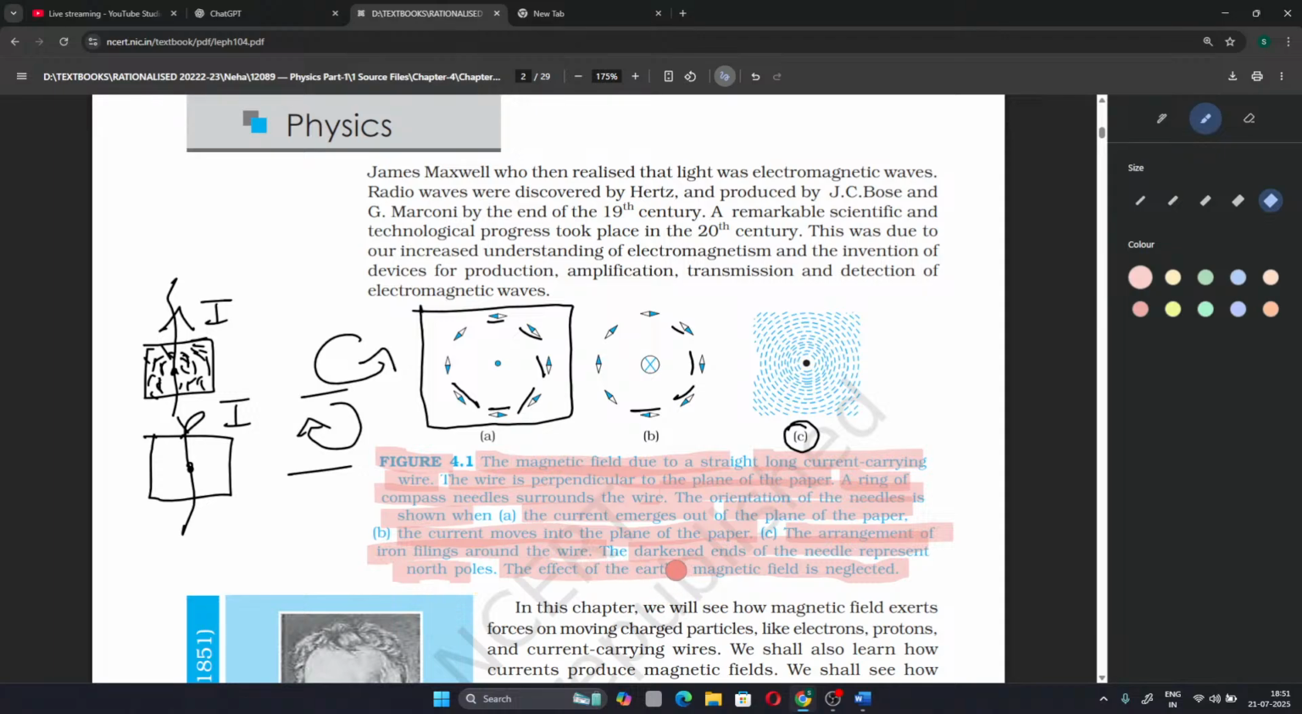The Earth also has a magnetic field, so it will not let the compass be exactly in the same alignment. There will be some little differences due to Earth's magnetic field, but that is neglected here. That is why we got the perfect result of tangential circles.